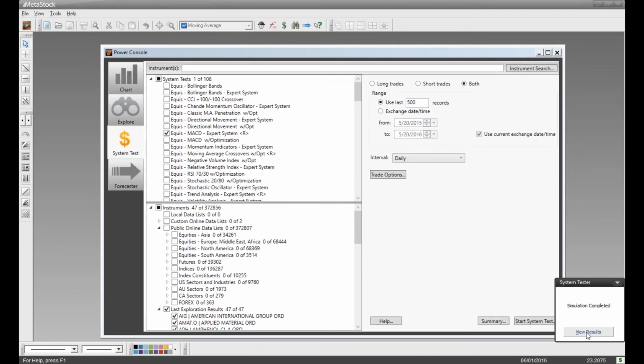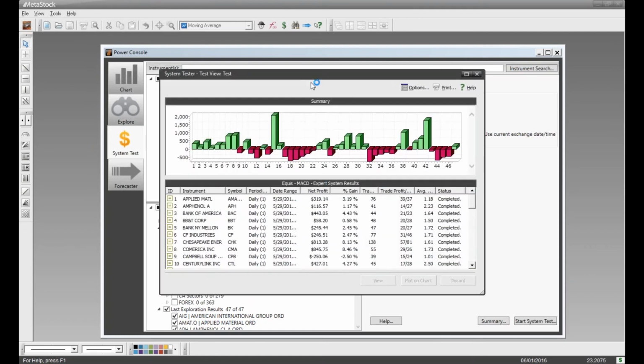So what I've done is I've taken the MACD expert system, I pitted it against 47 instruments that we got out of our last exploration. And I said, okay, if I was actively trading this instrument on that system over the course of the last 2 years, how would I have done it? Let's take a look. Here we view the results.